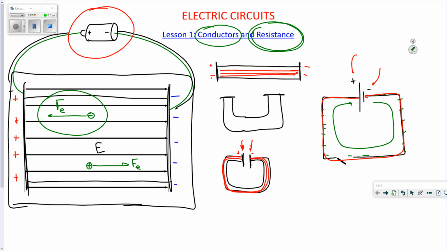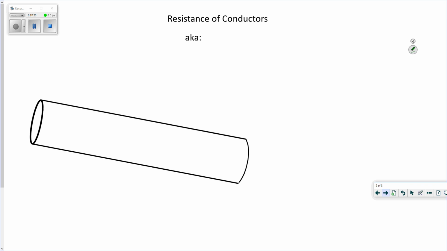All right, so this introductory thing here is about, in a very basic sense, what a battery does, and that is create an electric field inside a conductor. A conductor is basically a tube filled with electrons that are easy to move around. And then resistance is about how easy or difficult it is for those electrons to move. All right, so let's talk a little more in depth about the resistance of a conductor. A conductor, again, aka a wire. In the context of circuits, at least, conductors are wires.